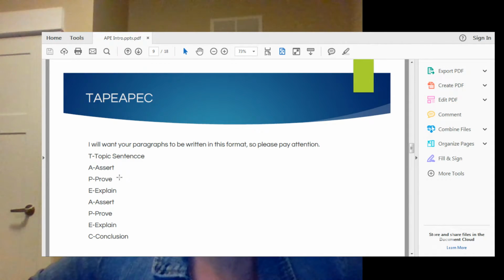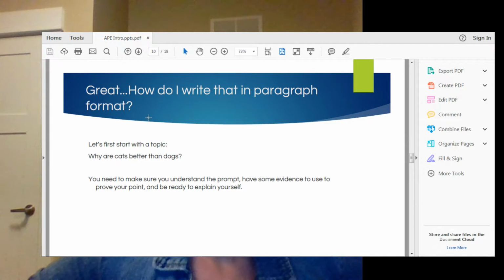In math, we have equations, right? To help us solve a problem. Why can't it be like that with English? With writing, we have a formula, and it's going to give us the answer to a perfect paragraph. So let's dig in a little deeper on what that looks like.